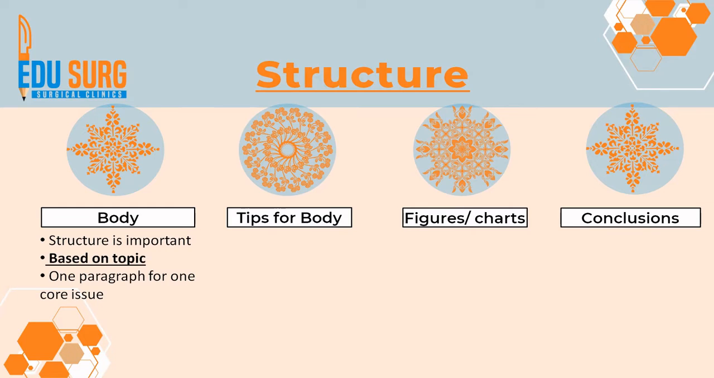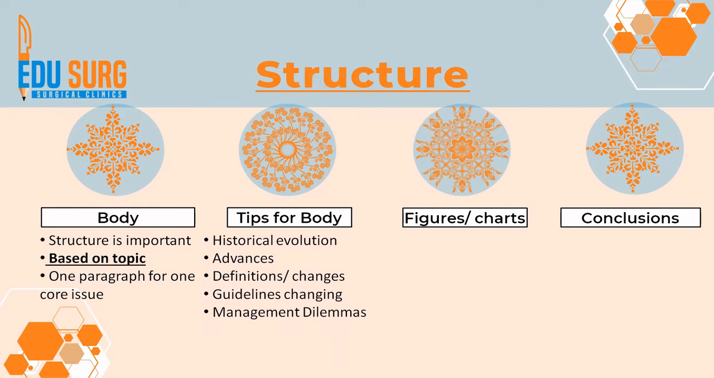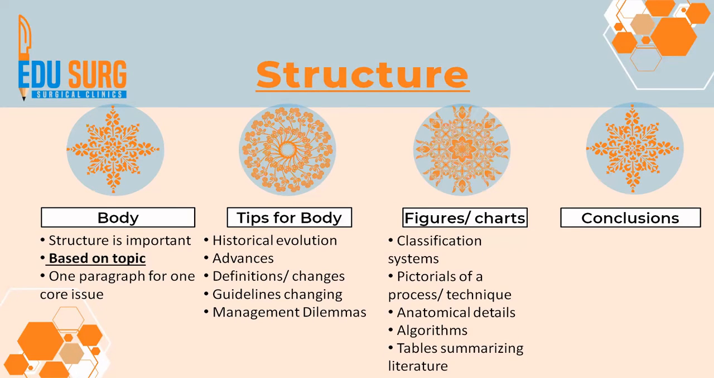But remember that your topic decides the headings of the body, and based on those headings, you can discuss the historical evolution or the advances. You can discuss the definitions or the changes in definitions. You can discuss dilemmas in management. You can discuss guidelines that are changing, things like that. It is very important that a review article does not become monotonous.